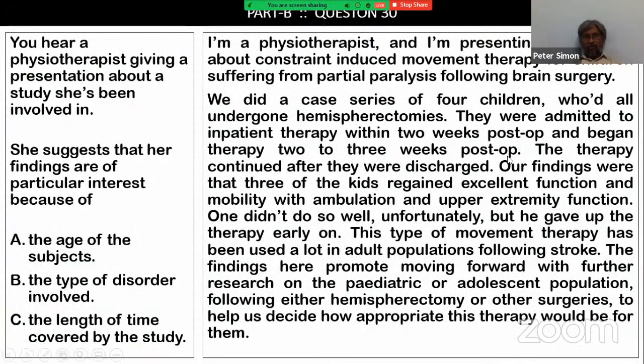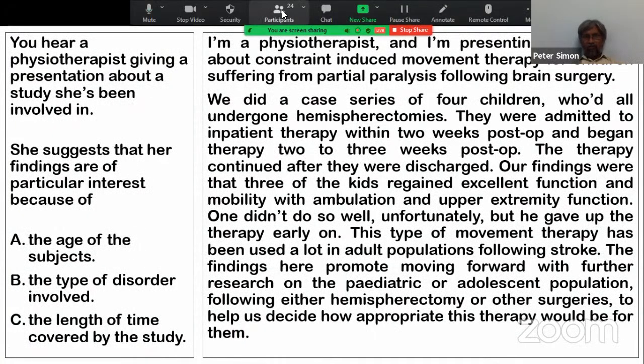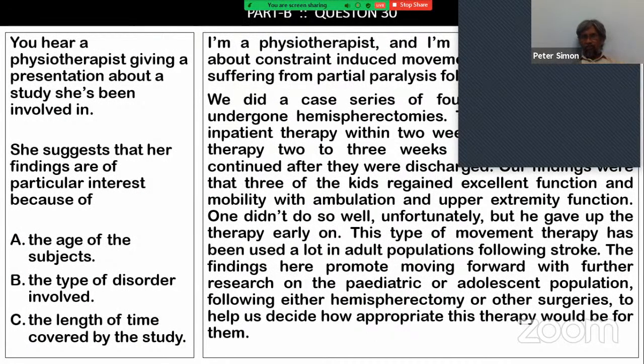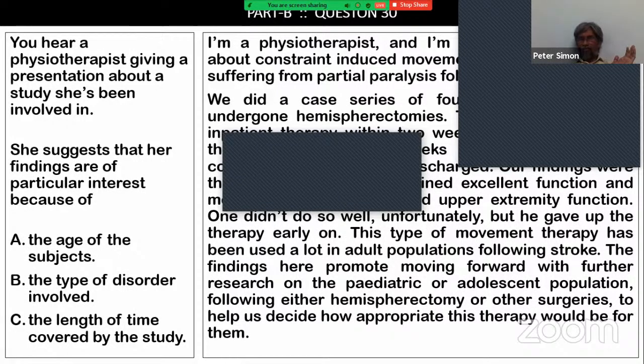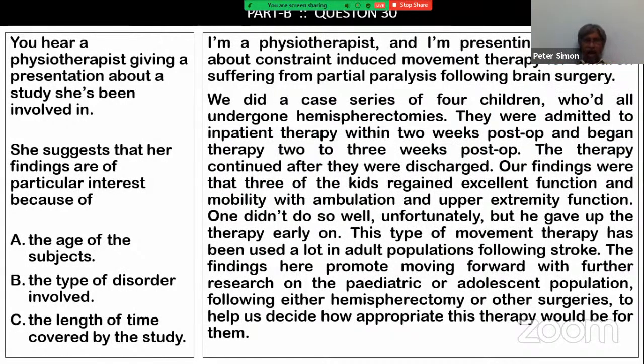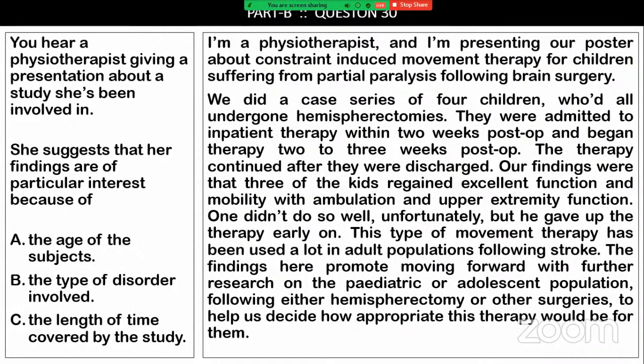Is that clear now, Jyoti? Gina? Is that clear? Dr. Gina? Yes, sir. Is that clear? Yes. Okay, fine. I'm muting back everyone. Yes, now you see here. I'm going to explain.